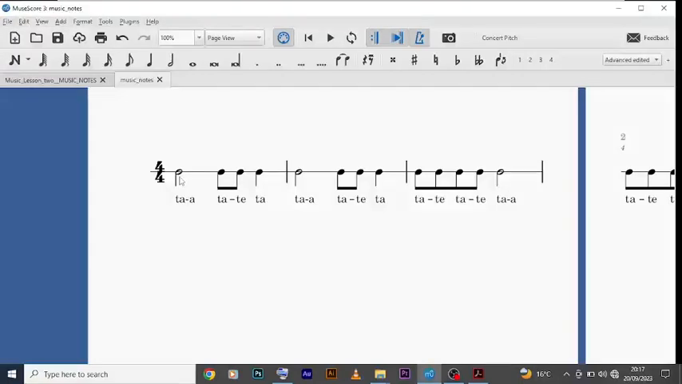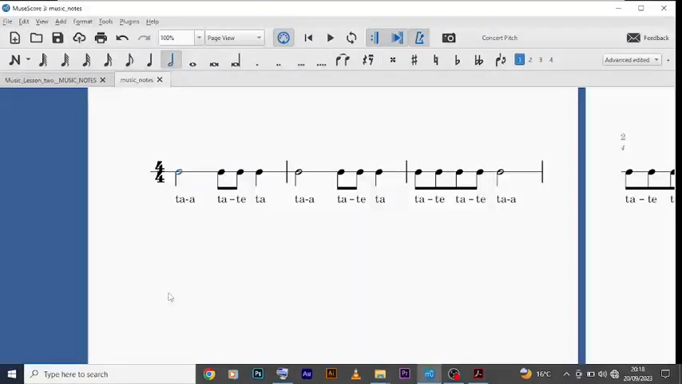Then these are 2 quavers. This will be ta te. 2 quavers, ta te, then ta. Because when you combine 2 quavers, you shall pronounce them as ta te. So what will this example be? This is ta, ta, te, ta, ta, ta, te, ta, ta, te, ta, te, ta. I hope that is easy to understand.